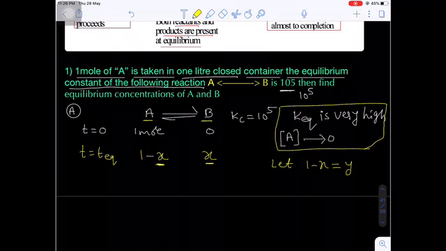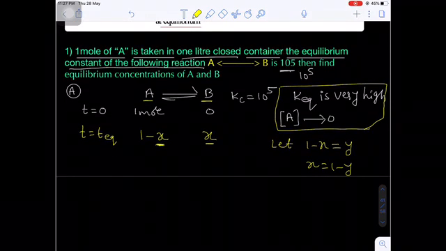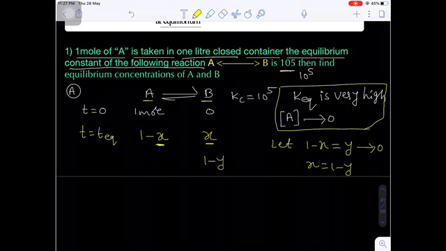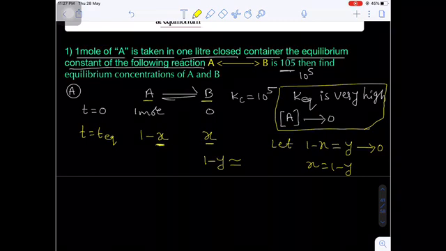Now what is the x value from here? It is 1 minus y. Now the concentration of reactants is almost tending to 0, that means the y value is almost tending to 0. This is very important. When y tends to 0, the x value, 1 minus y, becomes 1 minus 0, which is 1.